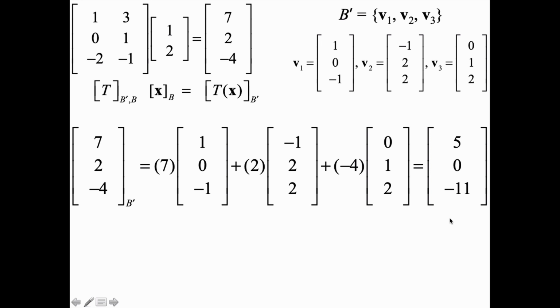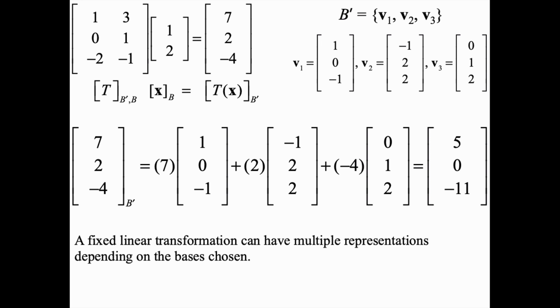So it's the same transformation. We're not doing something different. We're just going about it in a different way. We're expressing ourselves through the lens of a different basis for each space, from the domain to the codomain. So remember, a fixed linear transformation can have multiple representations depending on the bases chosen. We don't have to be held to just using the standard basis vectors in our transformation. We can use any basis vectors that'll do the job. So keep that in mind as you look for ways to express transformations using different types of basis vectors.